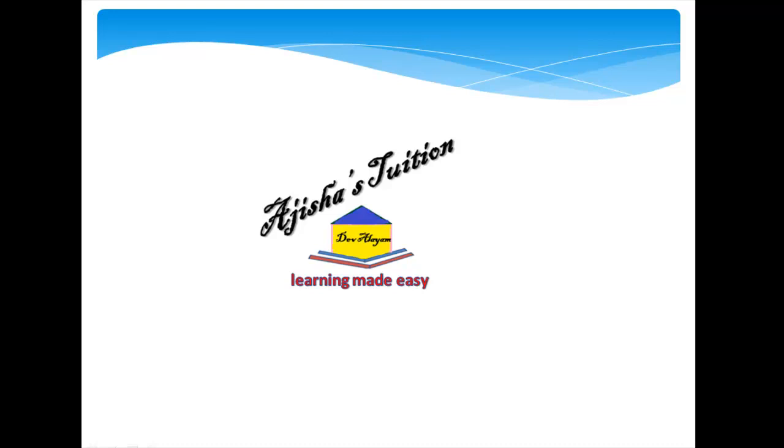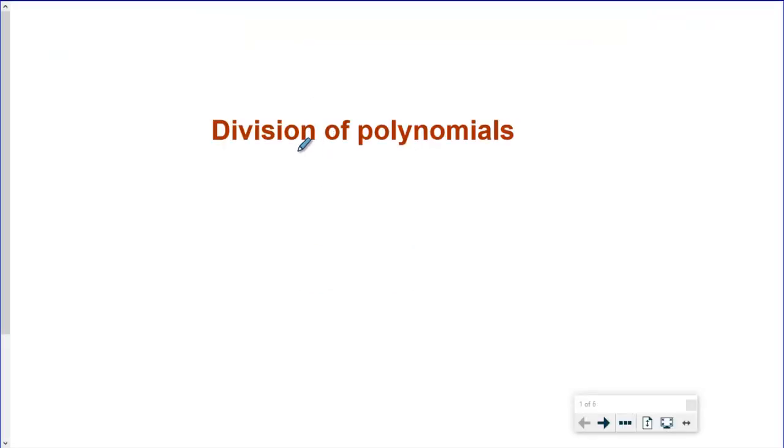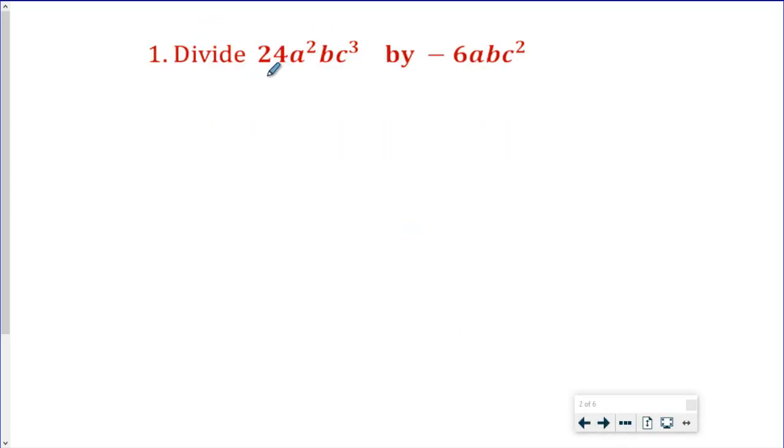Happy learning! In this video, we are going to see about the division of polynomials. Here, we want to divide two polynomials. First one, 24a square bc cube. Second one, minus 6a bc square. Here, both polynomials are monomials.